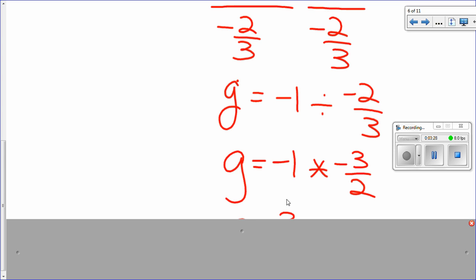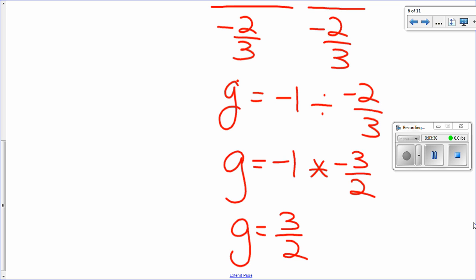Remember your rules for integers. -1 times a -3/2 is going to give us a positive answer. So our slope is going to be 3/2. And that's all you have to do on this.